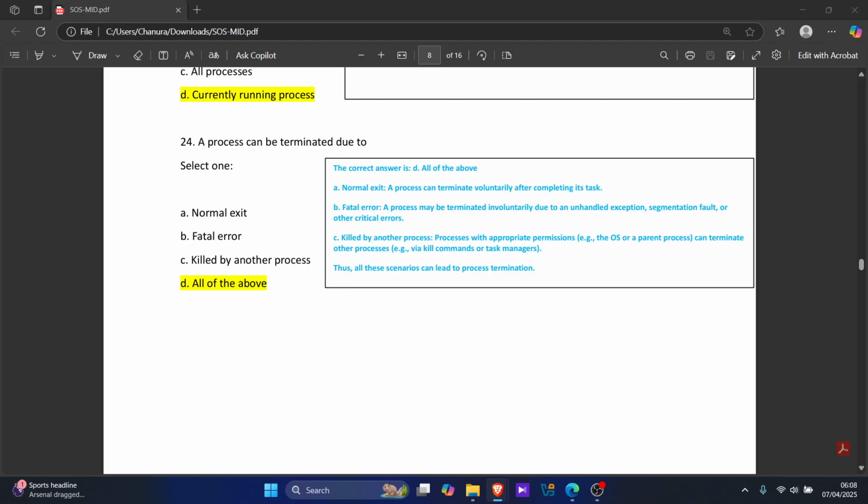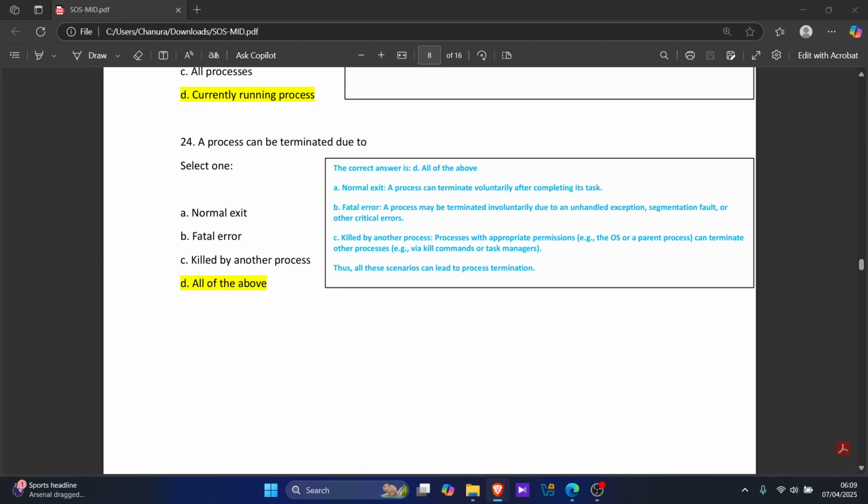Then there's option C, killed by another process. In operating systems, processes can send signals to each other. For instance, using the kill command in Unix systems to terminate a process. The parent process might also terminate its child processes. So yes, another process can definitely cause a termination. Option C is valid too. If all three individual options are valid, then the correct answer would be D, all of the above.